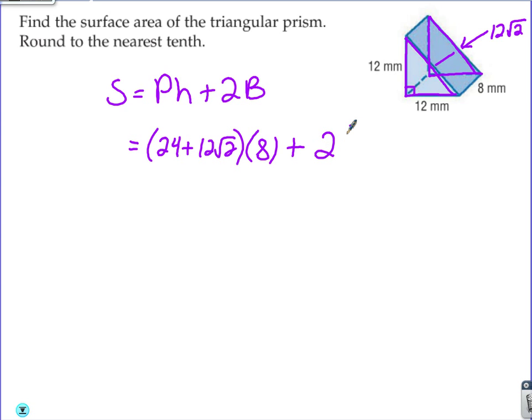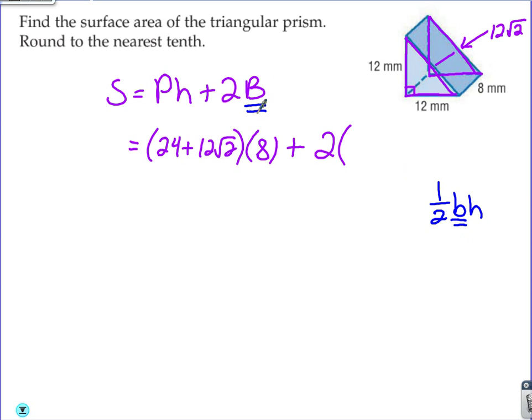Plus 2 times big B, which is the area of the base. So do you see now why I said last chapter so important? I'll let you use your formula sheet on this test. The base is a triangle. How do you find the area of that triangle? 1/2 times base times height. Now that's really confusing. What's big B stand for? The area of the base. What's little b stand for? Just the base. Are we talking about the same bases?